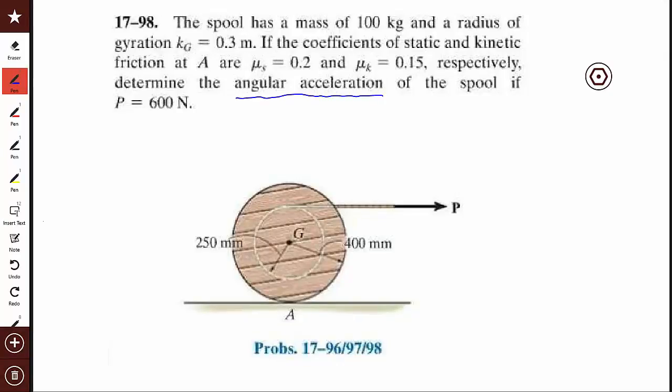So to start with this, what you want to do is count the degrees of freedom. And unfortunately, we don't know if it's slipping here at point A or if it is rolling. And therefore, what you should do is make an assumption. And when you're making an assumption, you should create a table that shows the assumptions and the corresponding degrees of freedom.